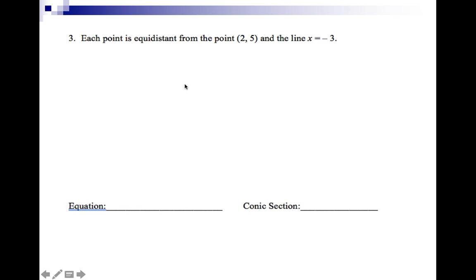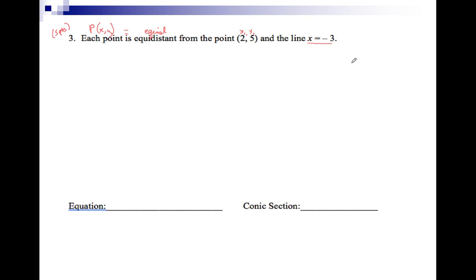So again, you might be able to guess from here what's happening, but remember, this is going to be worth like 5 points, right? I can only put 1, maybe 2 of these on a test where I'm doing a whole bunch of other stuff, so I certainly can't put 4 of them. So each point is equidistant from a point as it is from a vertical line.